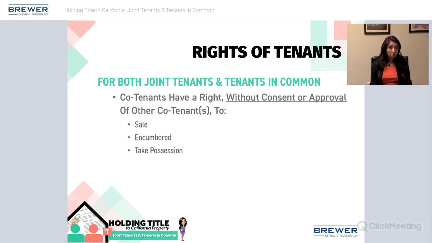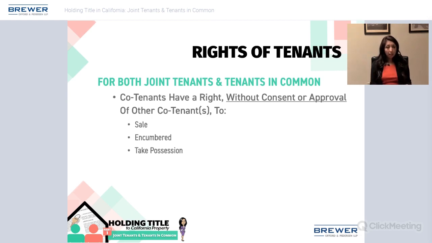Wendy can either purchase Jane's interest and own the property herself, or Jane can sell it to another. Jane has the right to do so. She doesn't have to ask Wendy, though it would be nice. She doesn't have to. Same with taking a loan out on her interest in the property.